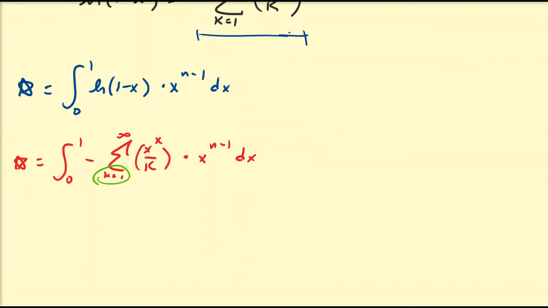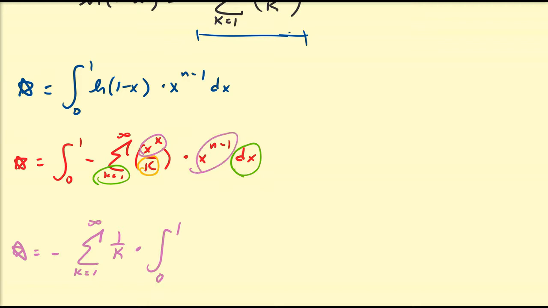So notice that this is a summation over k, and this is an integral in x, so one can verify that you can interchange the summation and integral. Also note that this 1 over k term is not dependent on x, so we can factor that out as well. So we can rewrite this as the negative summation from k equals 1 to infinity of 1 over k times the integral from 0 to 1, so we're still left with the x to the k and the x to the n minus 1, so we can combine them into x to the n plus k minus 1 dx.